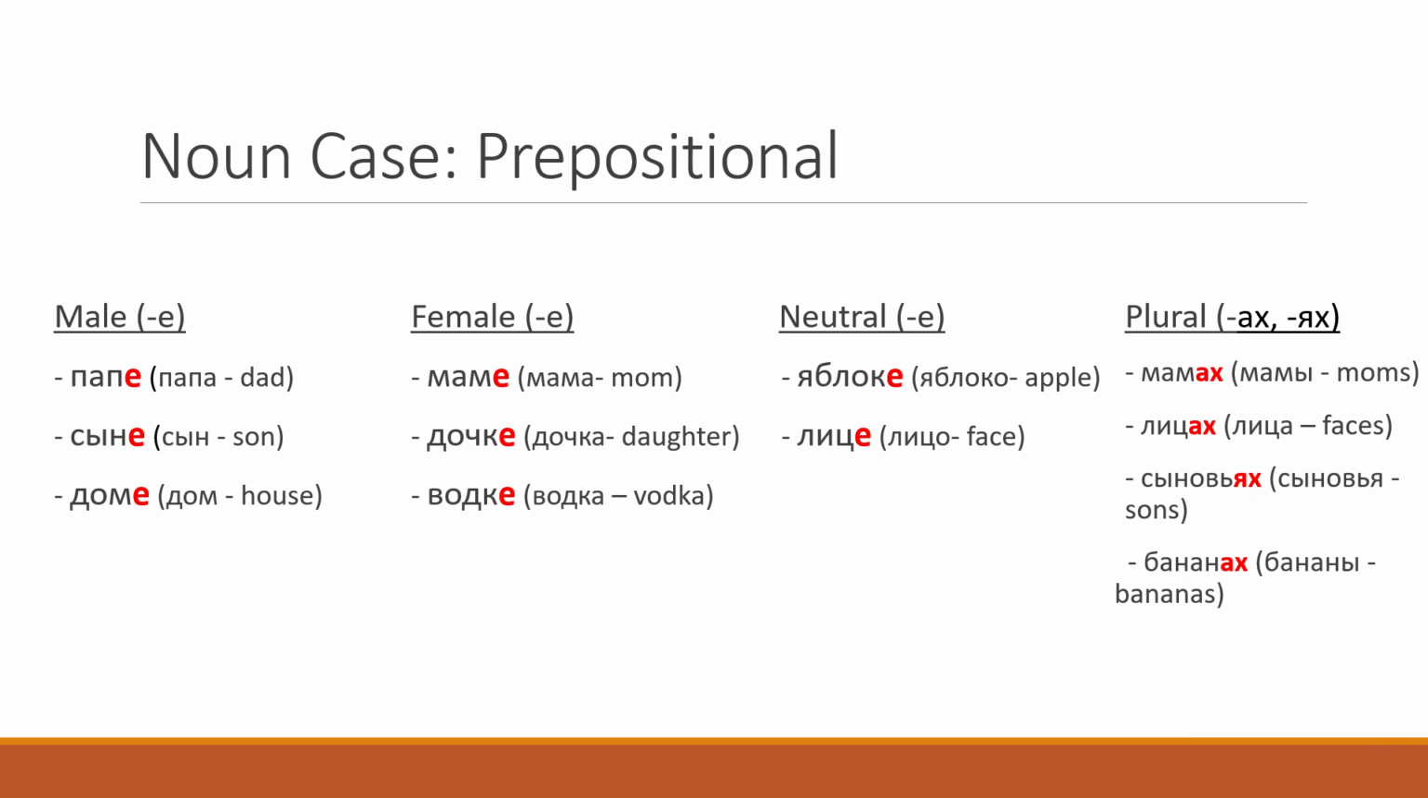And if it's plural, it usually ends in -ах, sometimes -ях. So, мамах, лицах, сыновьях, and бананах. And then there's that one exception, that is floor. Пол becomes полу. And then, of course, you need to know those prepositions. So in is в, on is на, and about is о.